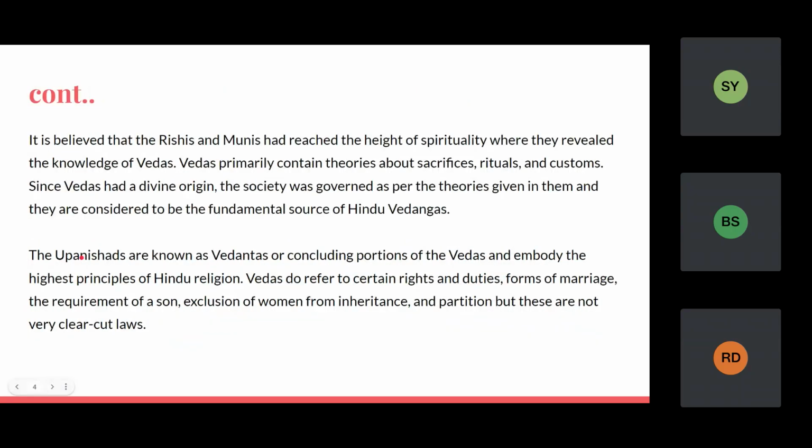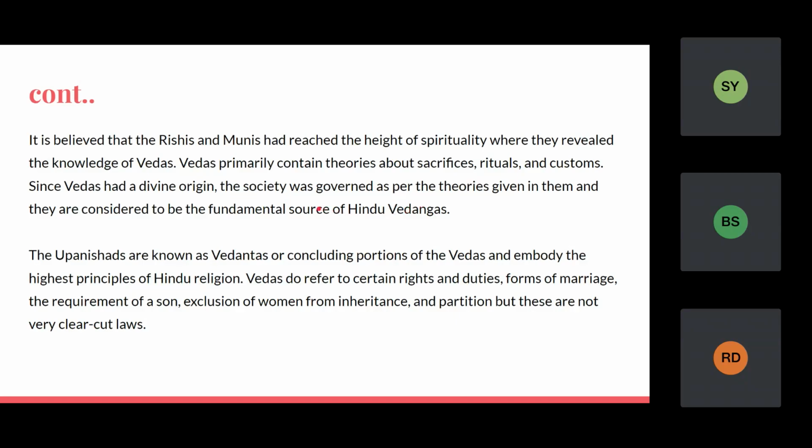It is believed that rishis and munis had reached the height of spirituality where they revealed the knowledge of the Vedas. Because they did penance the whole day, it was believed that those people had the knowledge of all these concepts. So what do the Vedas contain? Vedas primarily contain theories about sacrifices, rituals, customs, and how a particular marriage is supposed to be conducted according to Hindu law. All the other customs which are to be followed are included in the Vedas.